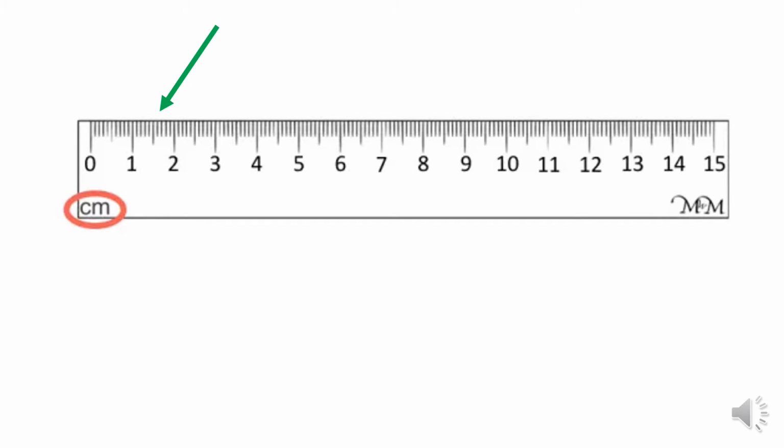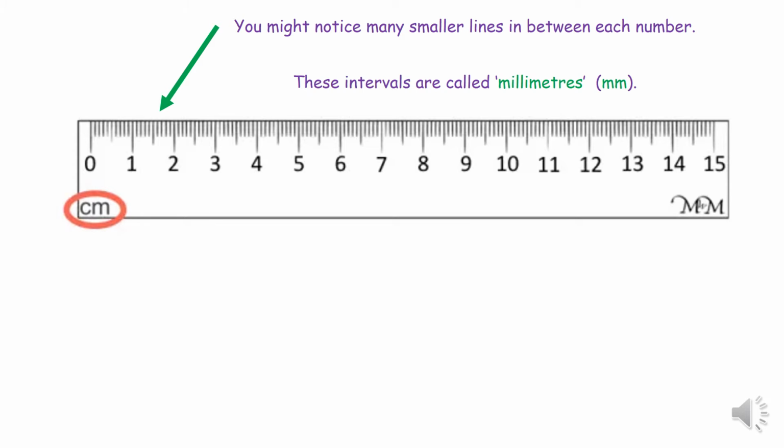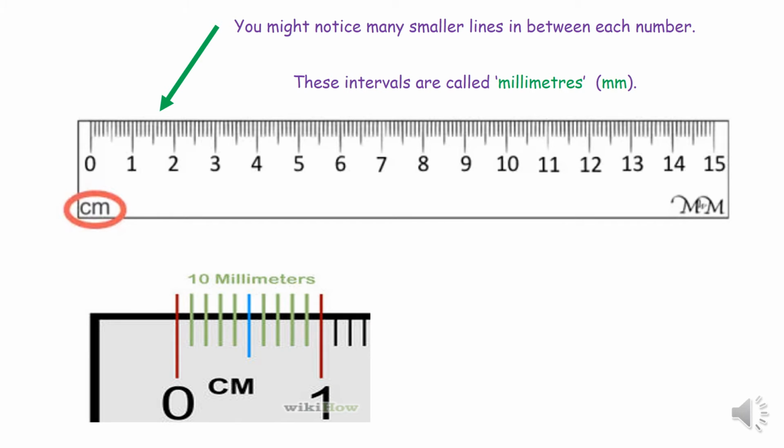And on the rulers, you might see lots of little lines. These little lines are called intervals. And these intervals show us something called millimetres. Can you say that? Millimetres. Sometimes we write mm because it's a lot quicker. So in between each number on a ruler, there are lots of little intervals, lots of little lines, and these show us millimetres. And there are 10 little lines, so that means there are 10 millimetres within 1 centimetre. So we can measure using centimetres and we can measure using millimetres.